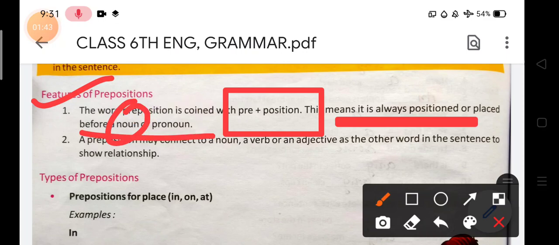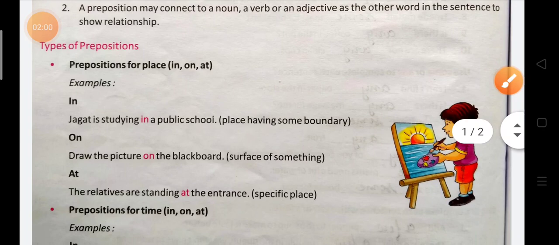So these points you will keep in mind. Next point, a preposition may connect a noun, a verb, or an adjective to another word in the sentence to show relationship. So these points you have studied already, and I have once again revised. You know already that this is a very small chapter, so this is the reason I once again revised all those things so that you will keep them in mind. After that I will provide all solved exercises so that you can do them in your copy, and after that you will prepare all these things for your examination.